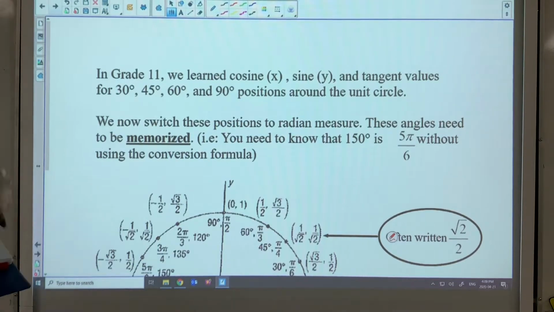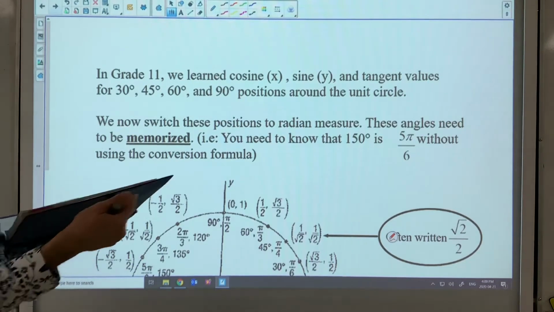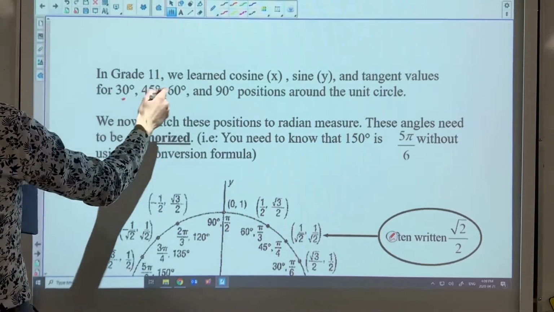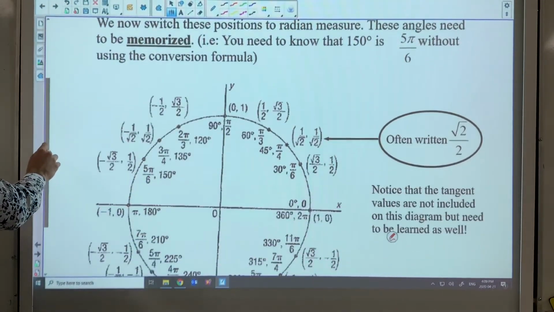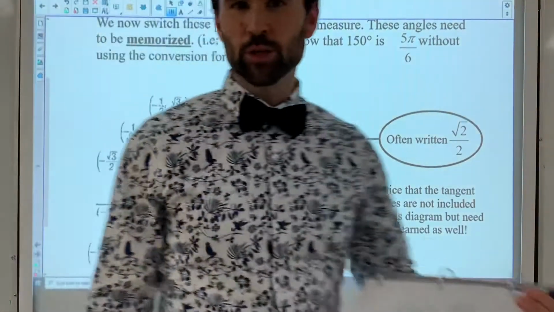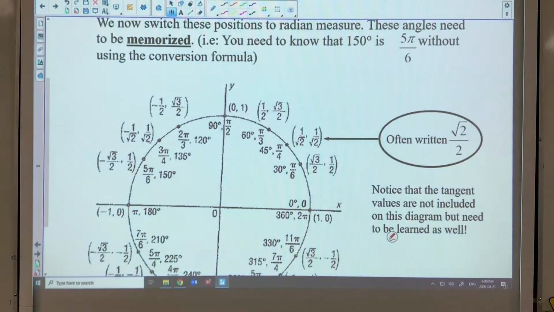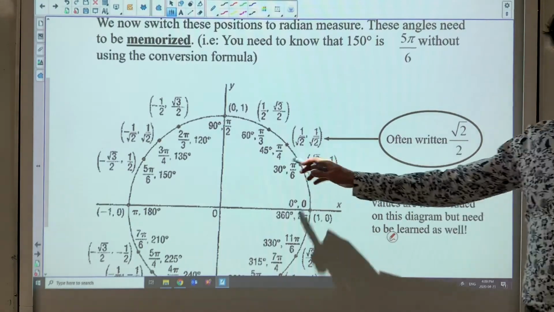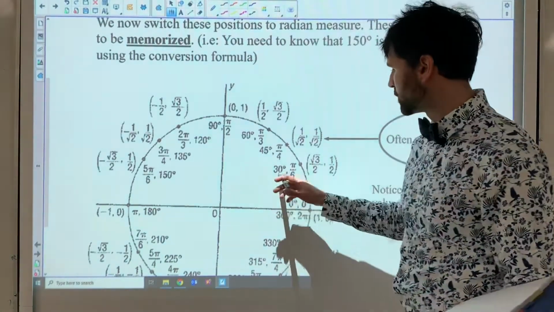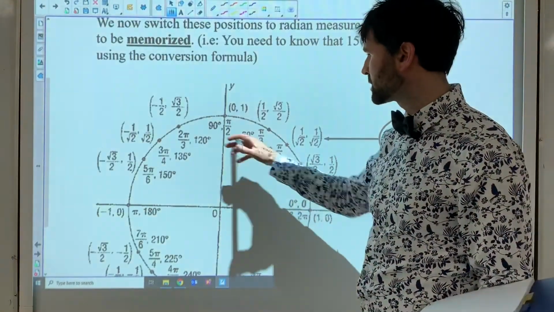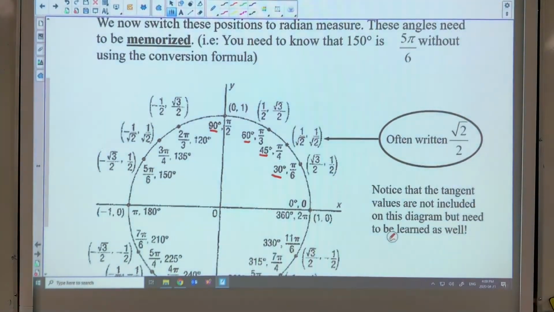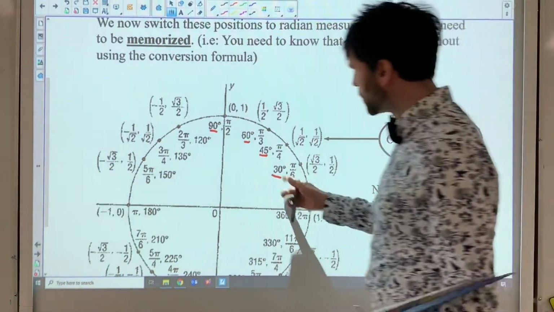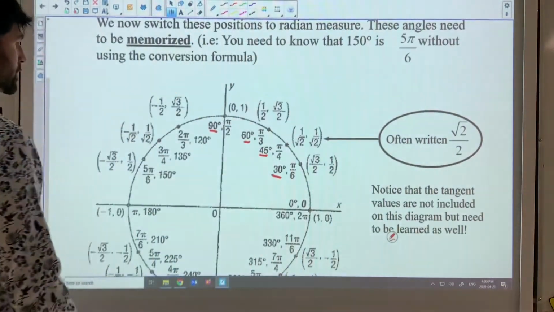So in grade 11, you guys learned the cosine, sine, and tangent values for 30, 45, 60, 90 degree positions around the unit circle. In grade 12 pre-calc, what usually ends up being pretty useful is that you memorize those values on the unit circle. Actually, this is the one I handed out to you guys in grade 11. You'll notice that we have the degree measurements, but now we also have the radian measurements. In grade 12, we basically focus on radians, although occasionally they will ask you questions in degrees.